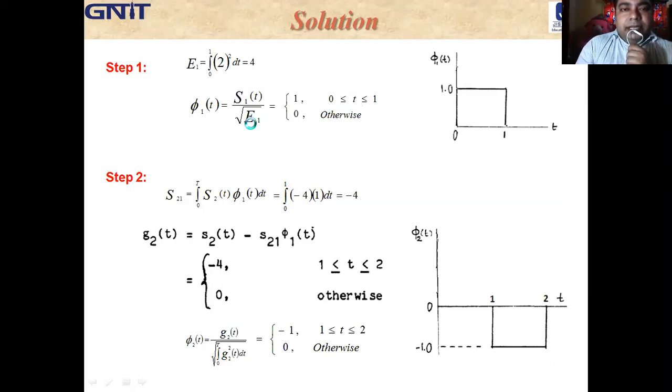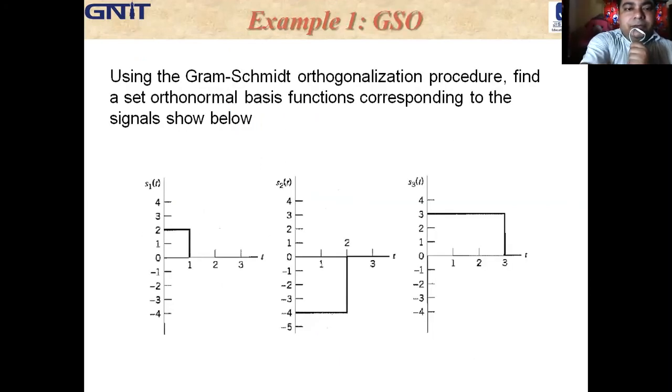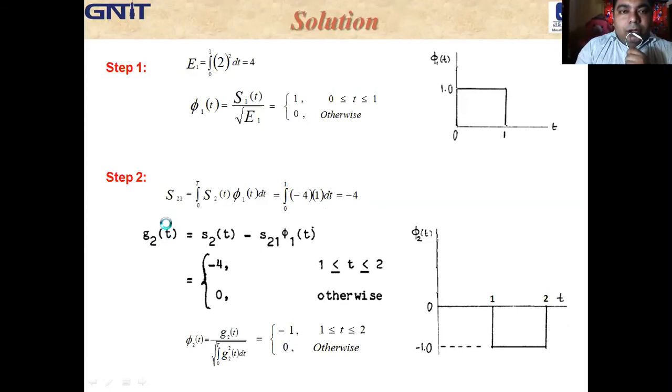So s1(t) has an amplitude of 2, so 2 cancels with 2, and it belongs to 0 to 1, otherwise it is 0. So we can see in the figure that phi 1(t) has an amplitude of 1 and exists for 0 to 1.